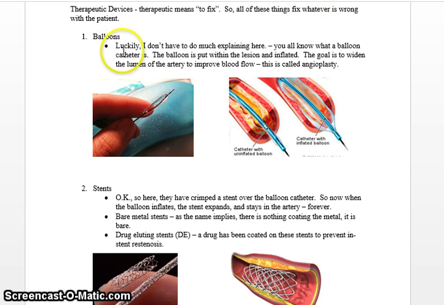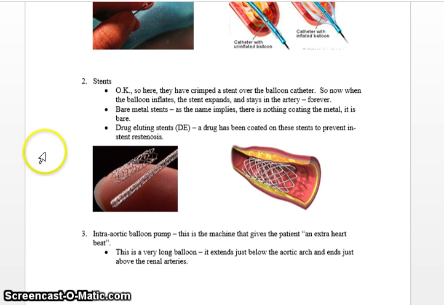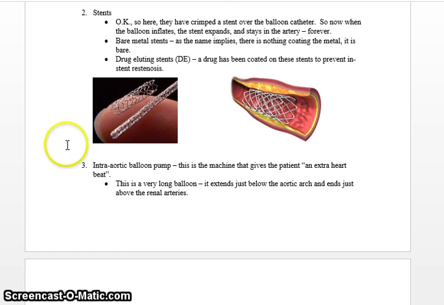First we have balloons, and that is called angioplasty, and you know what that is. And then, of course, stents. We have a stent crimped over the balloon. So when the balloon inflates, the stent expands and stays in the artery forever. We have bare metal stents, and as the name implies, there's nothing coated on the metal; it is bare. And we have drug-eluting stents, where a drug has been coated on the stents to prevent in-stent restenosis.